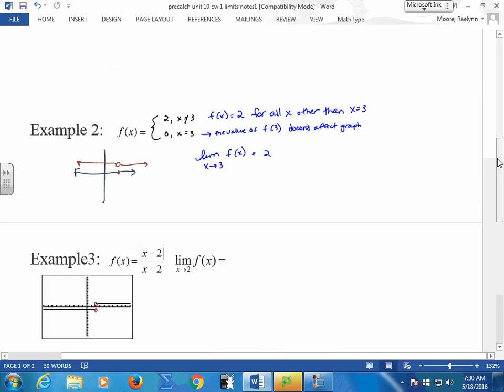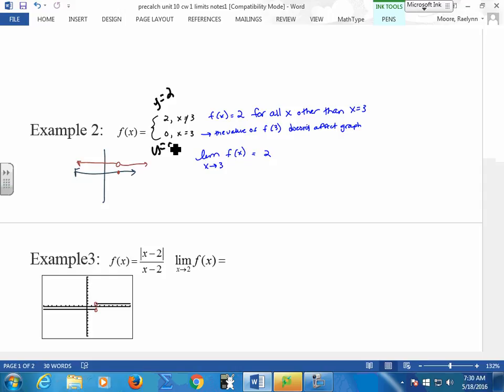In this case, here's a piecewise function, and this is a good review for piecewise. You're doing y equals 2 and y equals 0. When x is not 3, y is equal to 2. When x is 3, y is equal to 0. So you can see what happens to your graph. That point can be filled in here, but this point is not going to count.